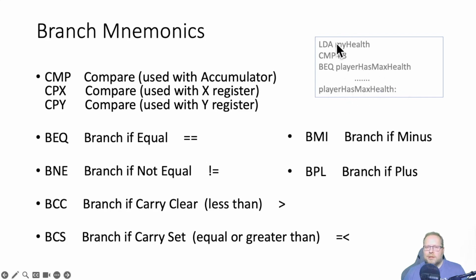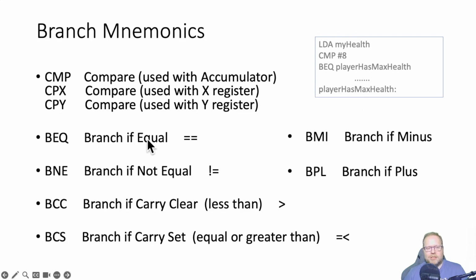Now, what if those numbers are not equal? So I'm loading A with my health, and let's say it was 5. Load A with my health, which is 5, compare that to 8, branch if equal, but they're not equal. So if they're not equal, then we just continue on here on the next line, and we do whatever it says in here. So we only branch if those values are equal.